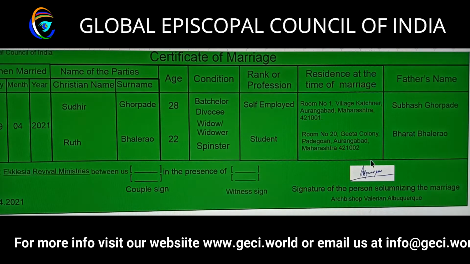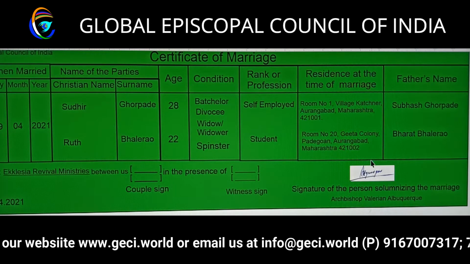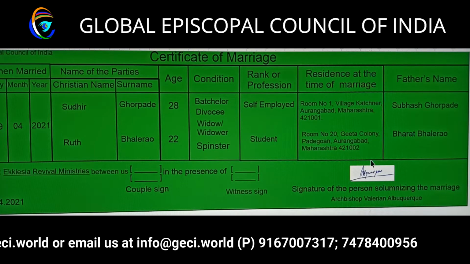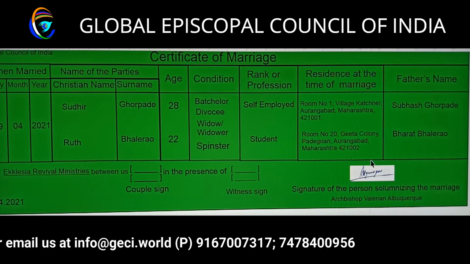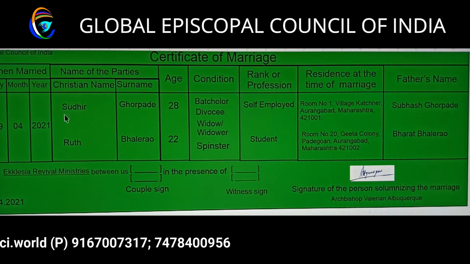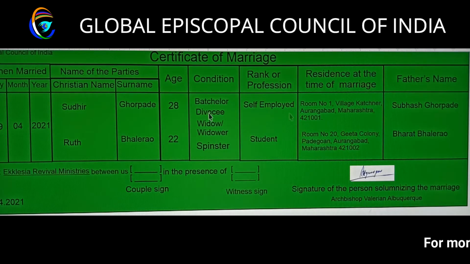Today I'm going to talk about how to fill up the certificate of marriage form. The register that was given to you has 4 pages. The first one is the notice of marriage, and if you have seen the video, there I have explained how to fill it up, which is very similar to the certificate of marriage you are seeing right now. You just have to follow what you have written in the notice of marriage. The second and third copies are the certificate of marriage, which we are going to see now. And the fourth copy is the register copy, which will remain in the register.